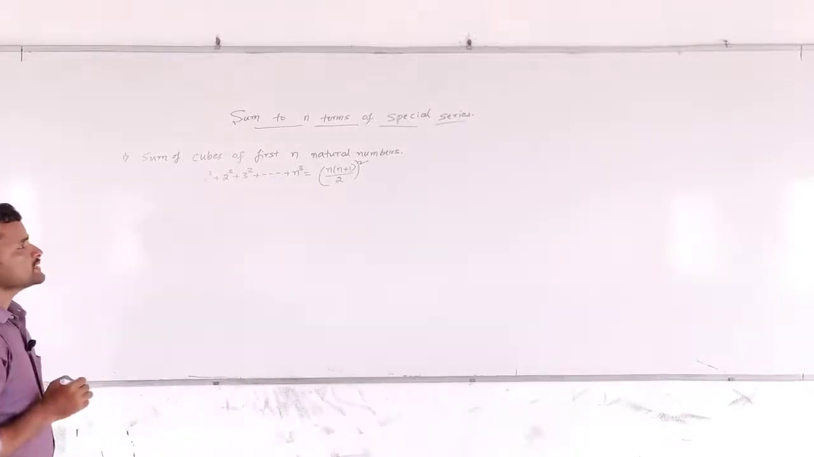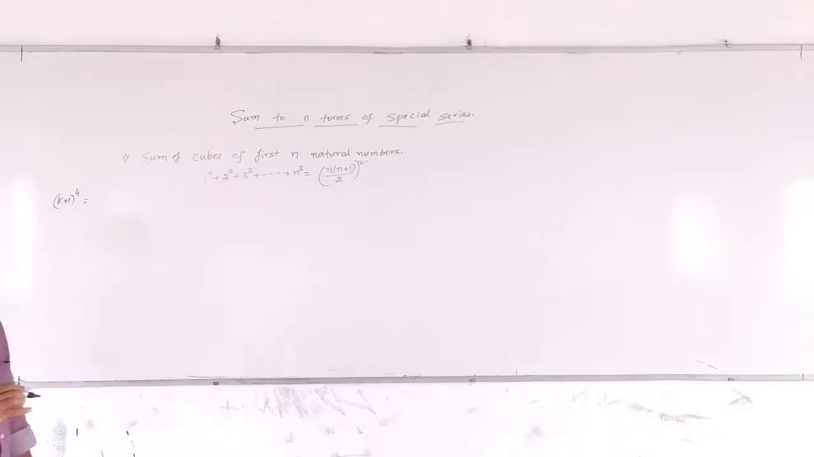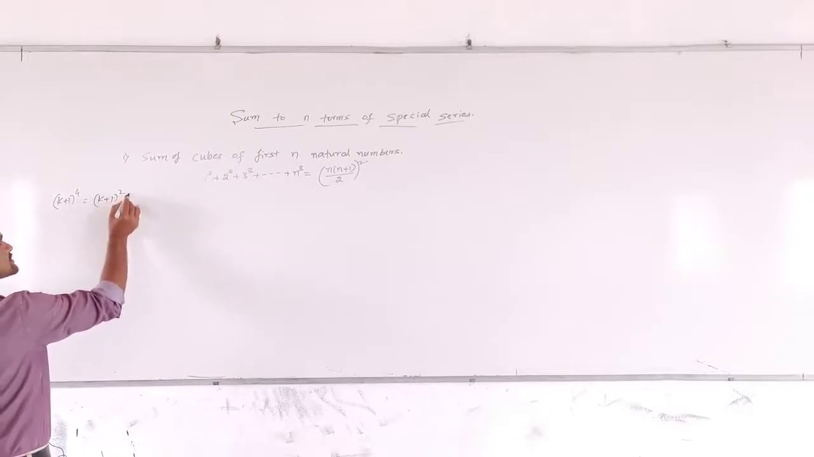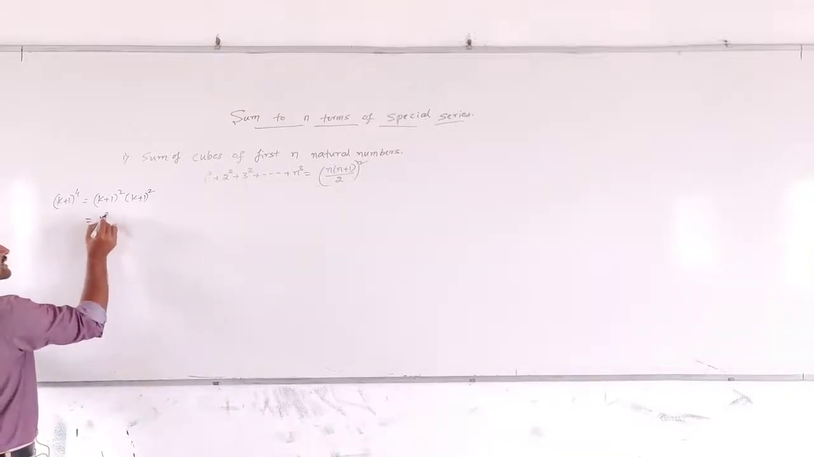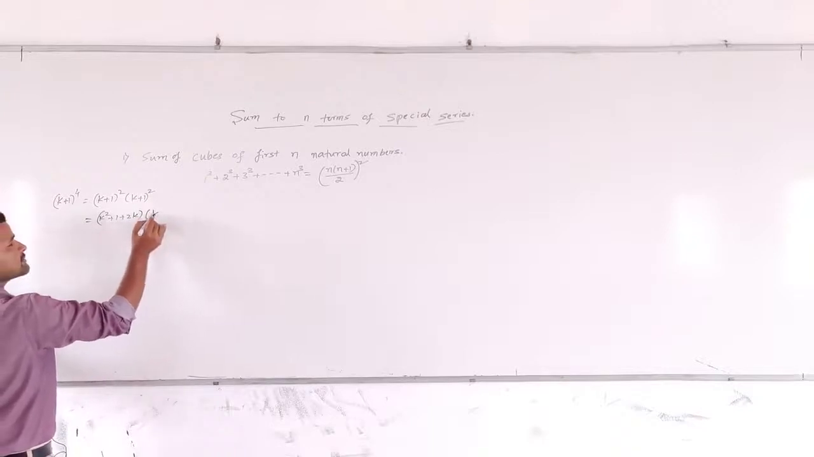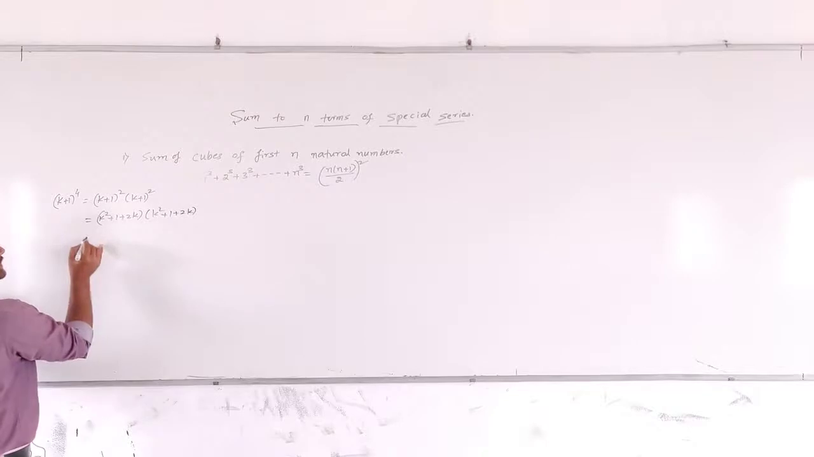To derive this, let me consider the expression k plus 1 whole raised to 4 is equal to. What is k plus 1 whole raised to 4 equal to? This can be taken as k plus 1 whole square into k plus 1 whole square. What is k plus 1 whole square? k square plus 1 plus 2k, which is multiplied with k square plus 1 plus 2k.